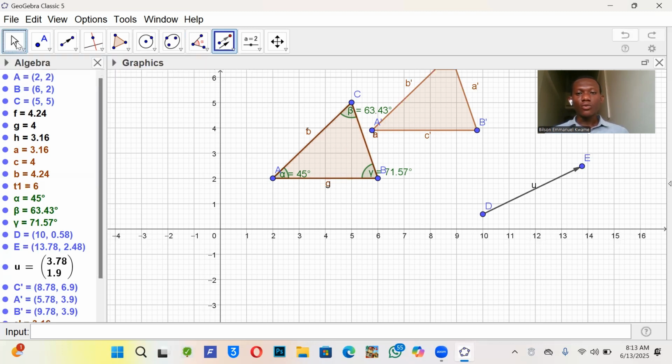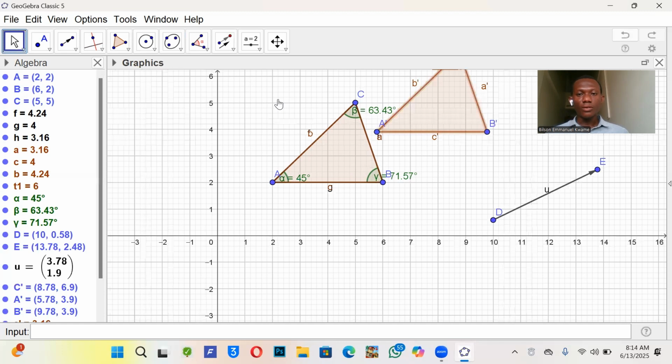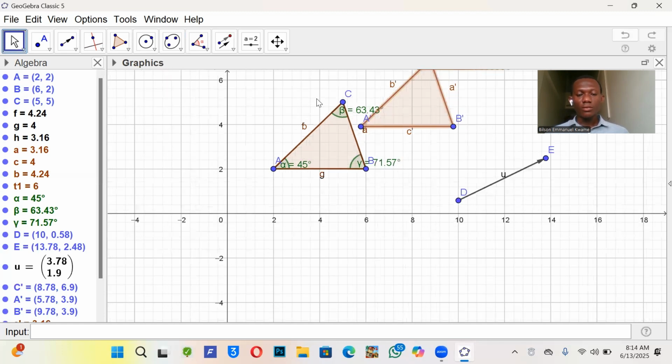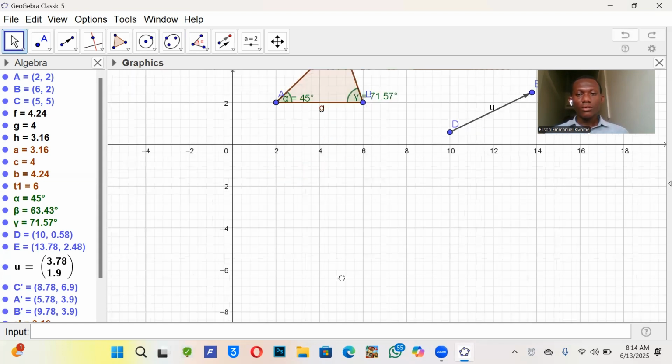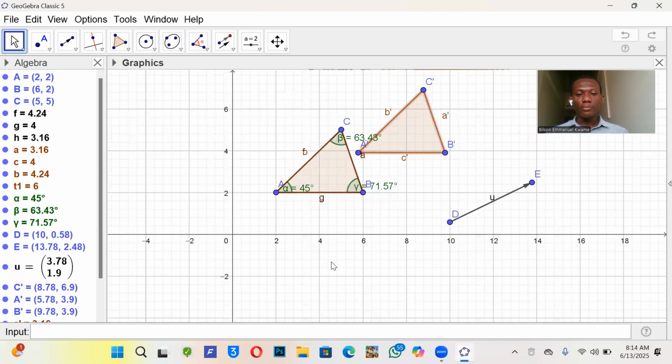So with this, we use the move tool. Let's go down. You can see that I've done a replica, right? Now with this, I can deactivate the U, the vector, and deactivate the D and E.